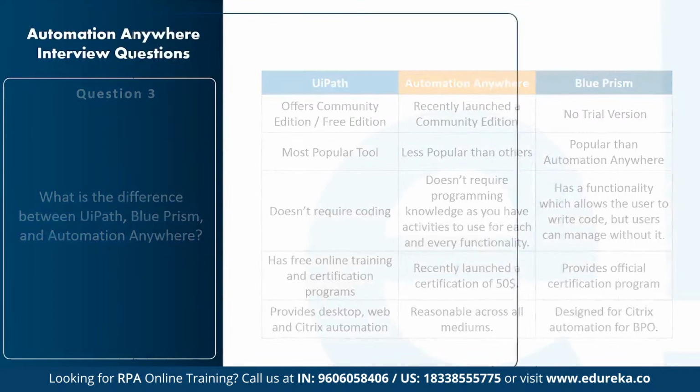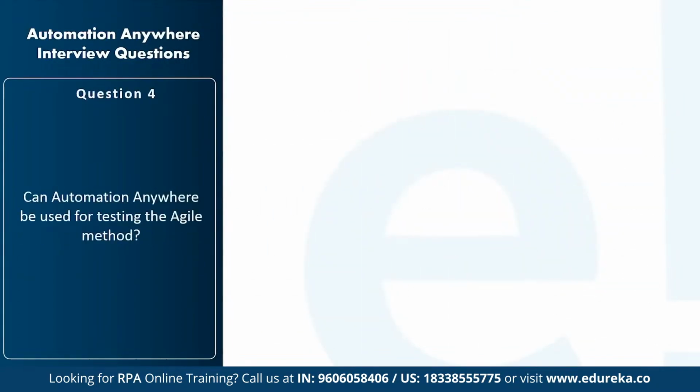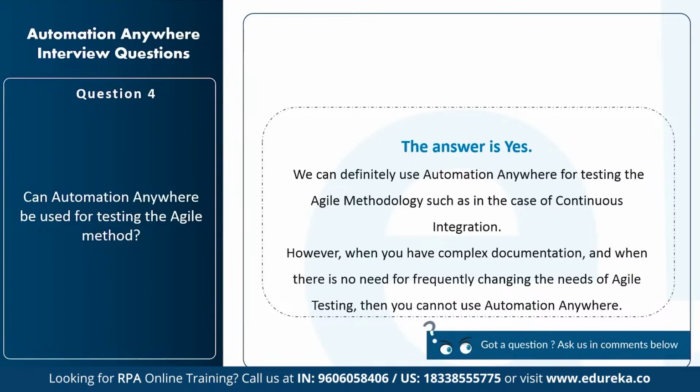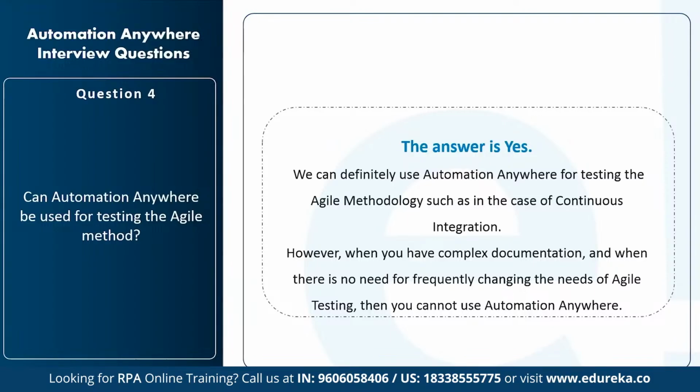Now moving on to the next question: can Automation Anywhere be used for testing the agile method? Well, the answer is yes. We can definitely use Automation Anywhere for testing the agile methodology, such as in the case of continuous integration. If you don't have an idea of continuous integration, I'll leave the link of the video in the description box, and then you can understand what continuous integration is. However, you cannot use Automation Anywhere when you have complex documentation and when there is no need for frequently changing the needs of agile testing, right?